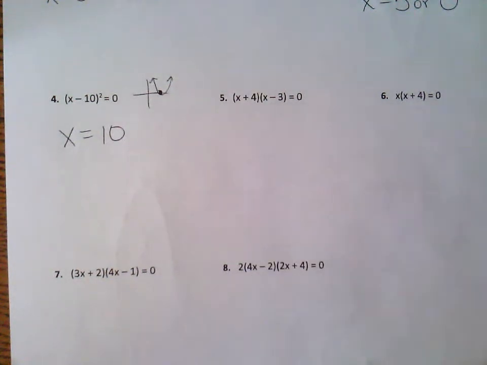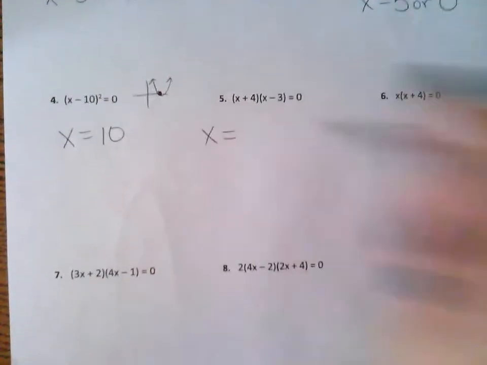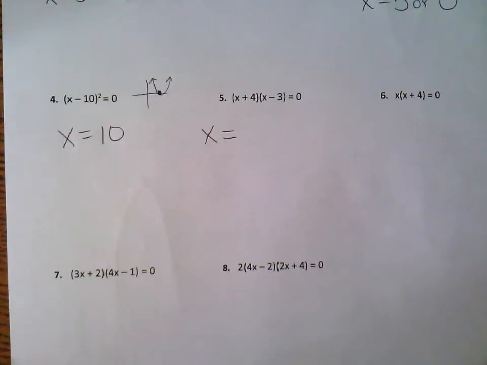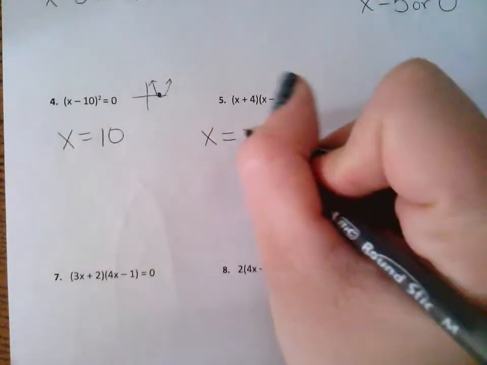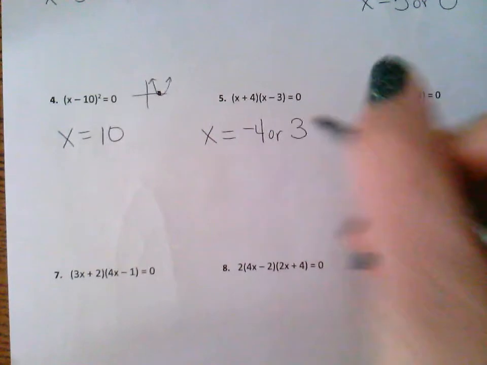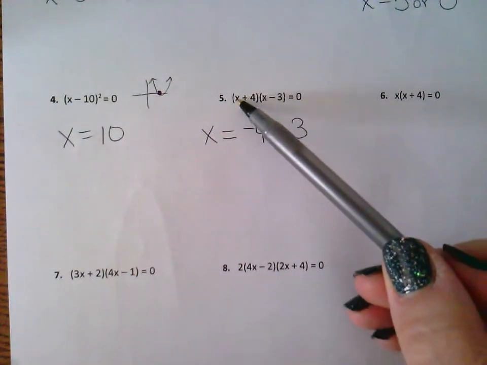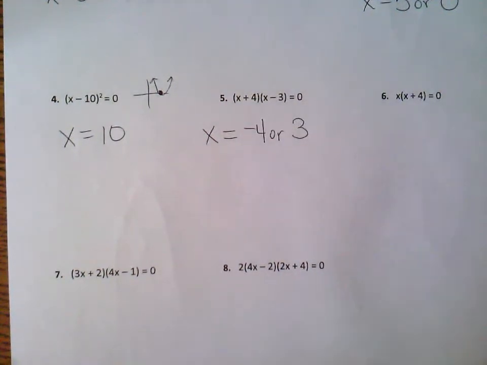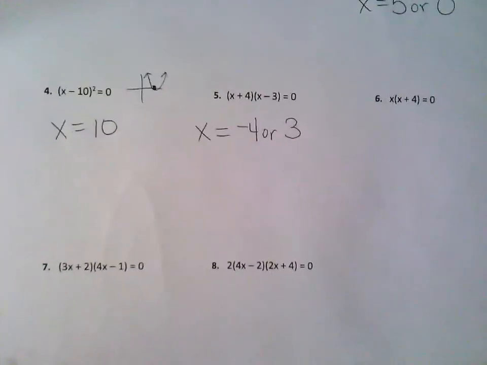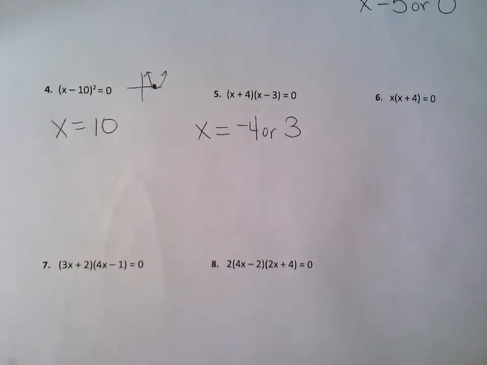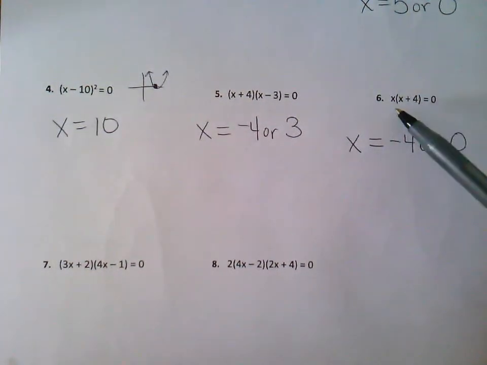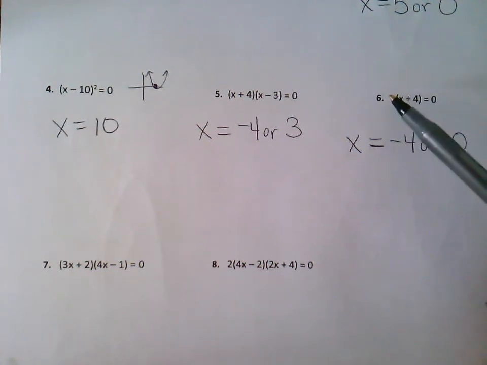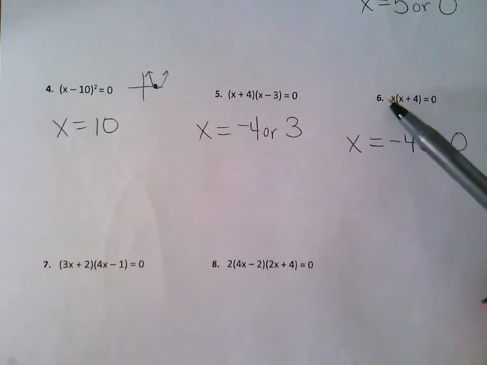What about number 5? What would x have to be? Yep, negative 4 or positive 3, because if you plug in negative 4 plus 4 would give you 0 right there. All right, what about number 6? What would x have to be in number 6? Negative 4 or 0. When there's an x by itself out front, or even if this was 2x or 3x, x times anything is 0, x would have to be 0.